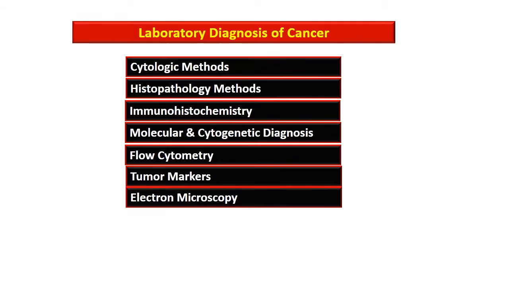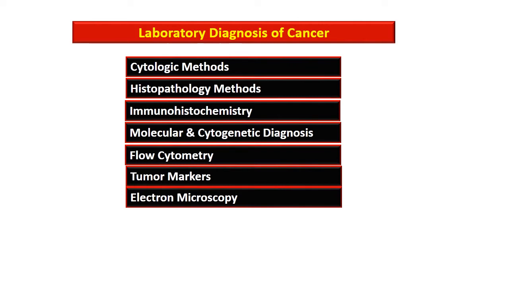As we have seen earlier in the video on the clinical aspects of neoplasia, neoplasia has diverse clinical presentations, and this presentation depends on the stage and grade of the disease. Also, some tumors are associated with the elaboration or secretion of some biochemical markers. So there are many methods to diagnose cancer in the laboratory.